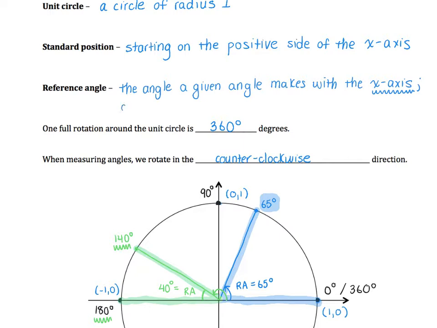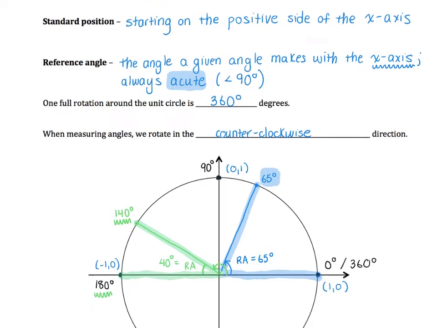So a reference angle is always an acute angle, which basically means that it is less than, or equal to, it technically could be 90 degrees. For right now, I'm just going to say less than 90 degrees, okay? So a reference angle is always acute. So the reference angle cannot be like 100 degrees. It needs to be less than 90, okay?